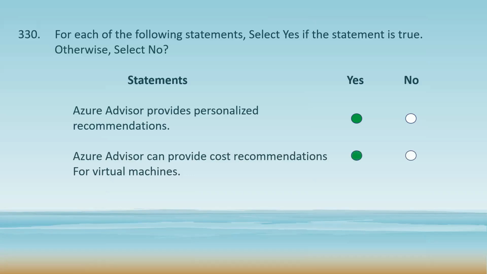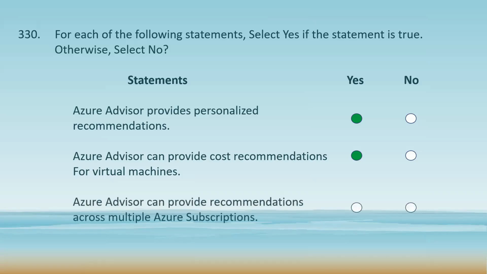Some of the examples of recommendations provided by Azure Advisor include optimizing virtual machine sizes to reduce costs, enabling security features such as Azure Security Center, improving network performance by optimizing network security groups, and reducing downtime by setting up automated backups. And the third statement is Azure Advisor can provide recommendations across multiple subscriptions. Friends, this statement is also correct.